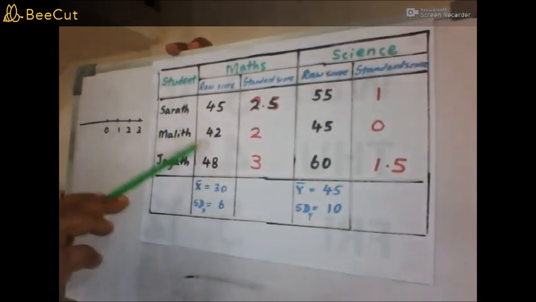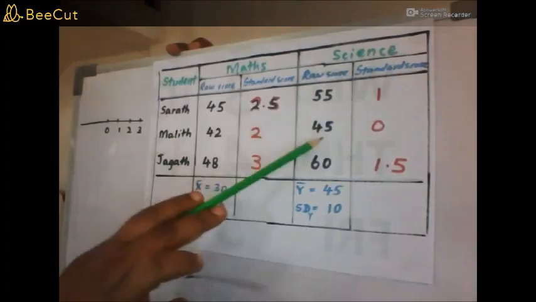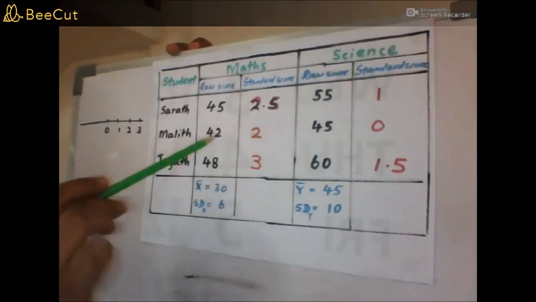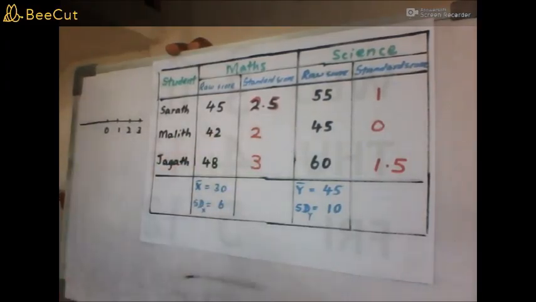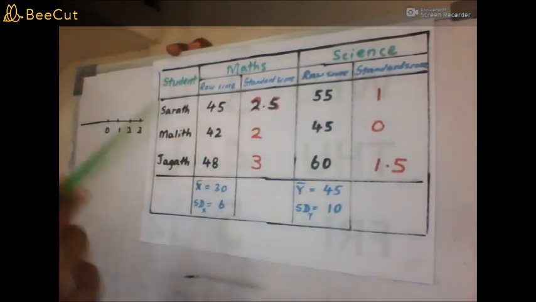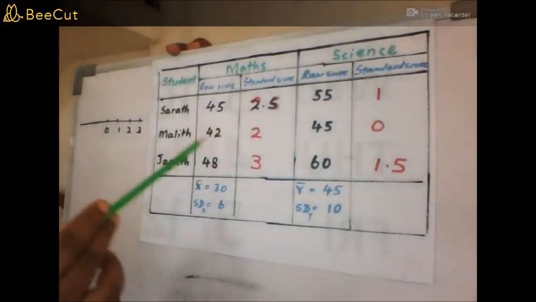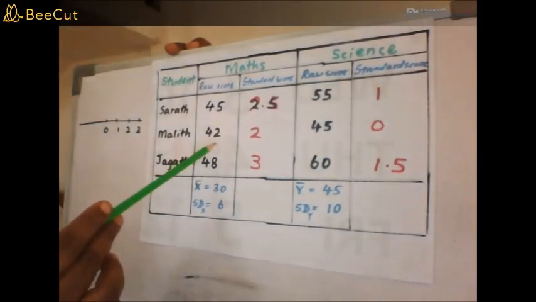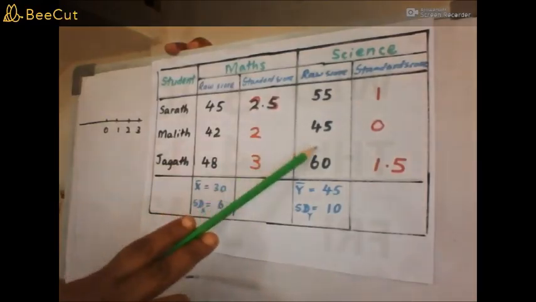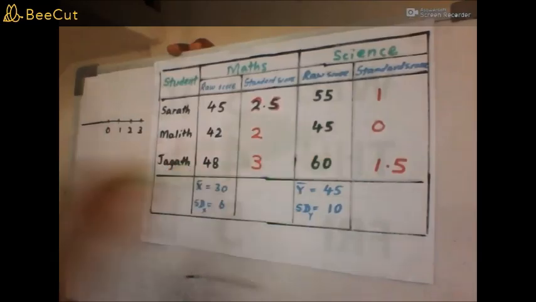Now take Malit, this one. It appears Malit has shown equal performance in maths and science, 42 and 45. When we consider the raw scores, both are more or less the same. But if we consider the standard score within his group, he has scored 2 for maths. That means within his group, he has performed well in maths. Now his science mark is 45, but he has got the average mark. That's the interpretation.